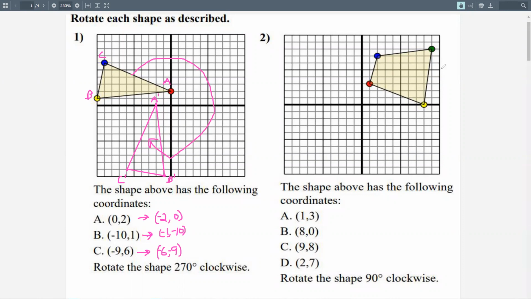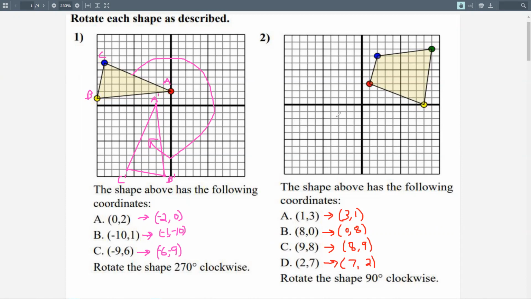Okay. The next one is 90 degrees clockwise. So again, we're going to do the same thing where we're going to flip the coordinates first. So 1, 3 is going to become 3, 1. 8, 0 is going to become 0, 8. 9, 8 is going to become 8, 9. And then 2, 7 is going to become 7, 2. So that's step 1, flip the coordinates.